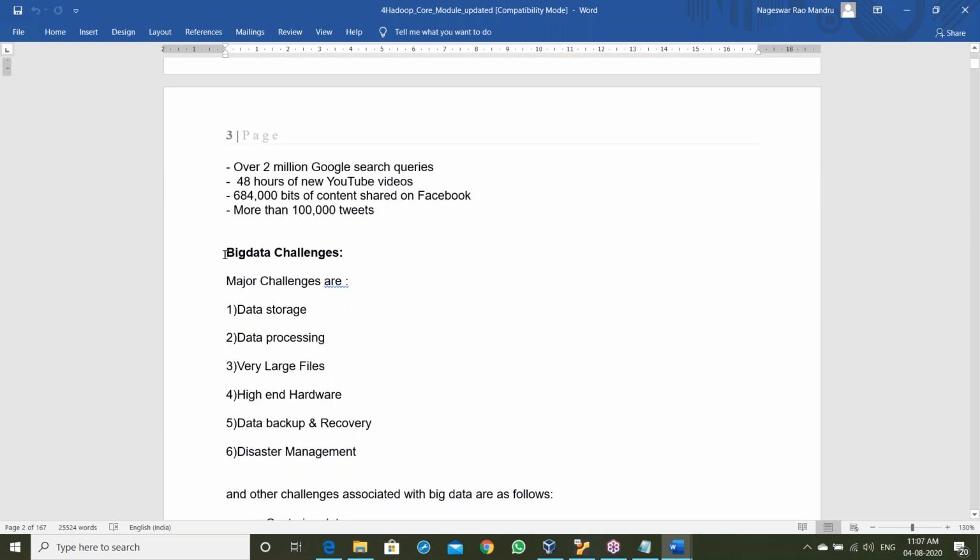Yes, now this topic is going on, big data challenges. Okay, data storage, data processing, very large files. Yes, high-end hardware, backup and recovery, disaster management. Now this topic is going on.